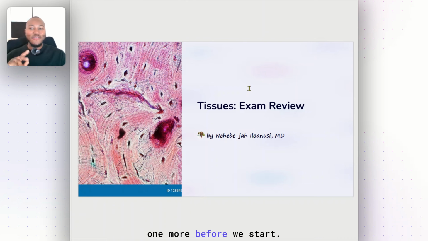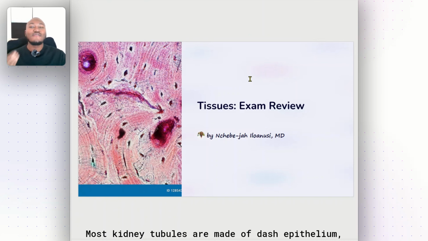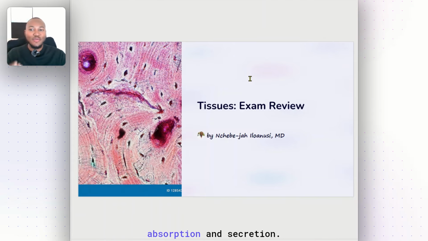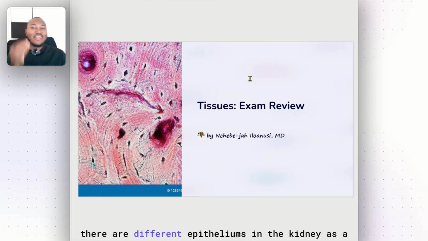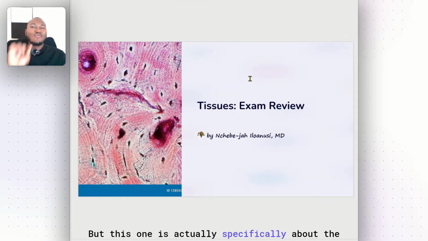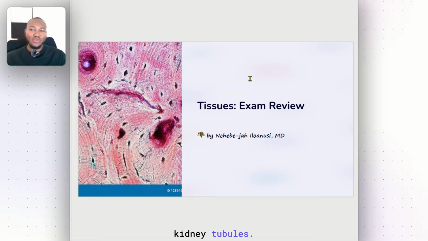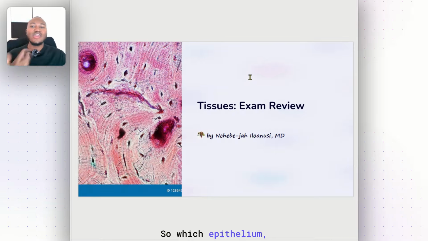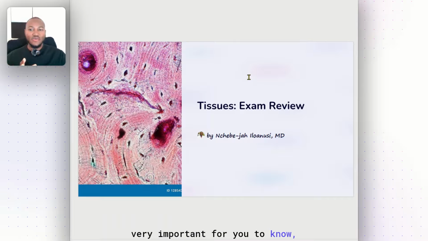Okay, one more before we start properly. Okay, no, two more. Most kidney tubules are made of dash epithelium, and this epithelium is actually specialized for absorption and secretion. Which epithelium is that? First of all, there are different epitheliums in the kidney as a whole, right? But this one is specifically about the kidney tubules. The tubules are the ones that make the urine, right? They make fluid. So which epithelium is involved in this? Very, very important for you to know.